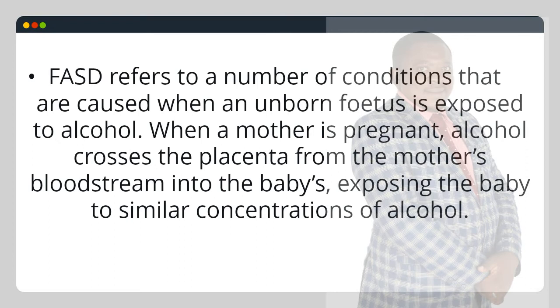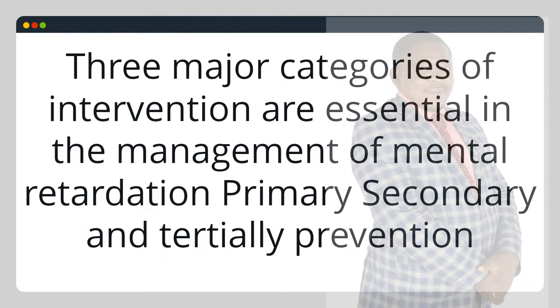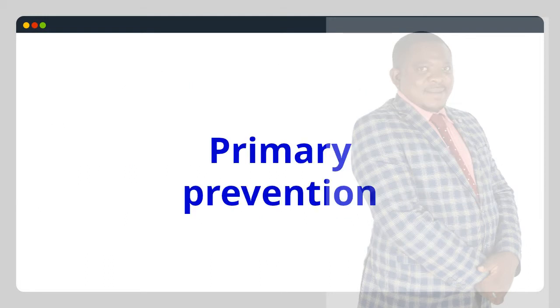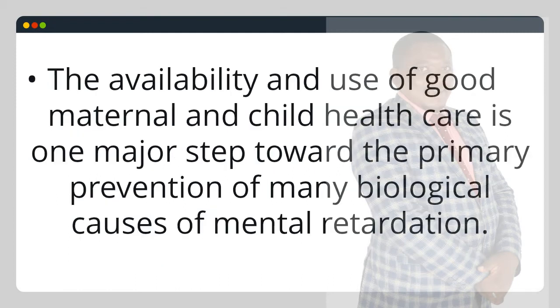The management of mental retardation in terms of primary prevention, secondary prevention, and tertiary prevention. Three major categories of intervention are essential in the management of mental retardation: primary, secondary, and tertiary prevention. Primary prevention. First, many cases of both organic and cultural familial mental retardation can be prevented through adequate maternal and child health care, as well as early psychoeducational programs.